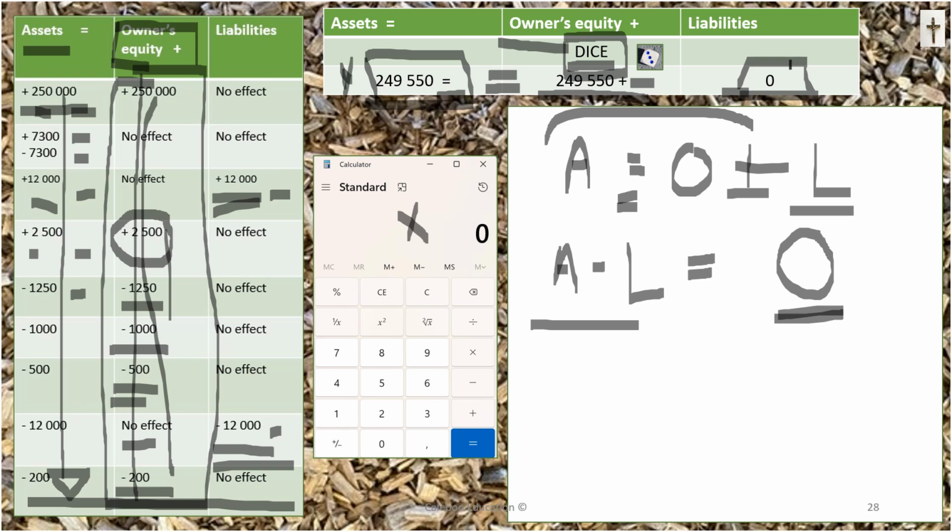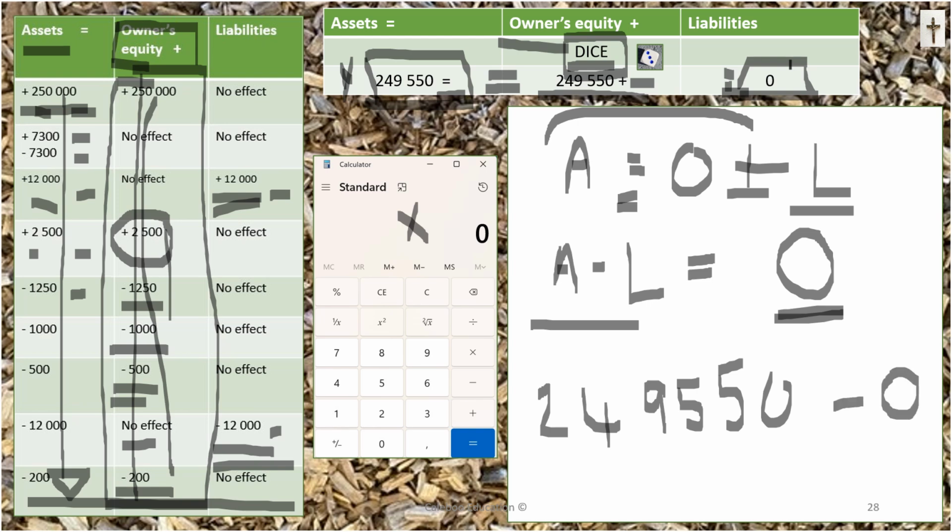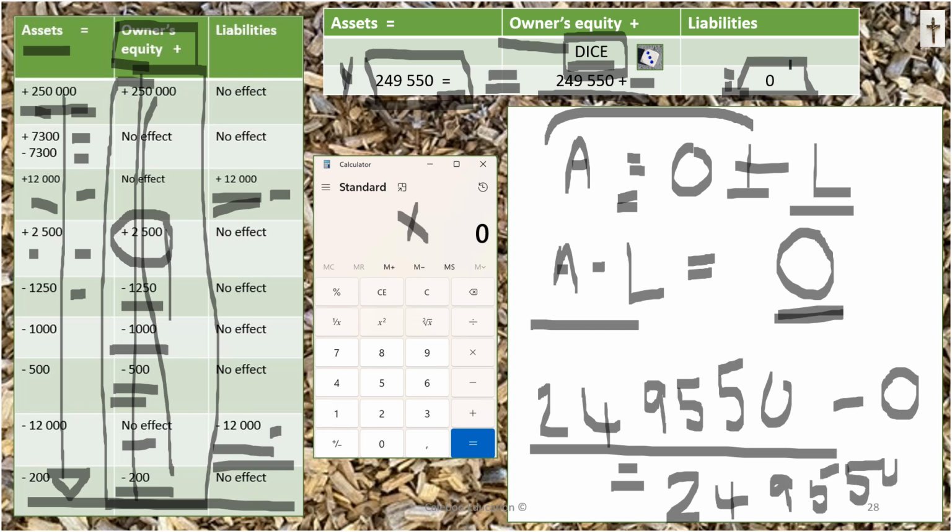Assets, 249,550. Liabilities just so happen to be 0 after these transactions had taken place. And what is owner's equity equal to? 249,550 minus 0 is equal to 249,550. So there were two ways to calculate owner's equity. Use the DICE acronym, or owner's equity is equal to assets minus liabilities.